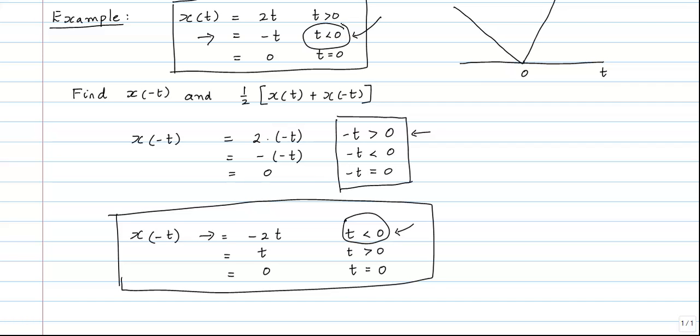Okay, don't forget that you cannot add the 2t with negative 2t. Okay, so then of course half of x of t plus x of negative t would be equal to negative 3 over 2 times t for t less than 0. It would be equal to 3 times t over 2 for t greater than 0, and it would be equal to 0 for t equal to 0.